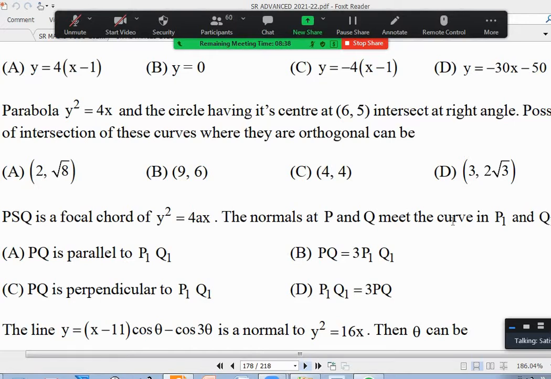A parabola and a circle having its center at (6,5) intersect at a right angle. What are the possible points of intersection of these curves where they are orthogonal?